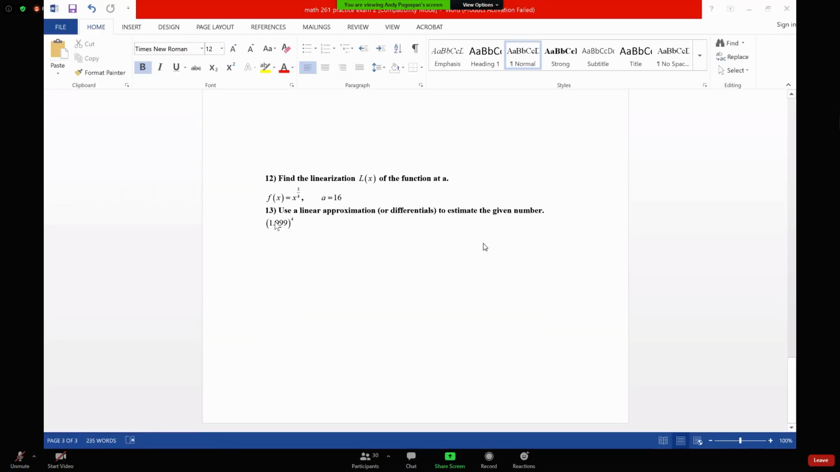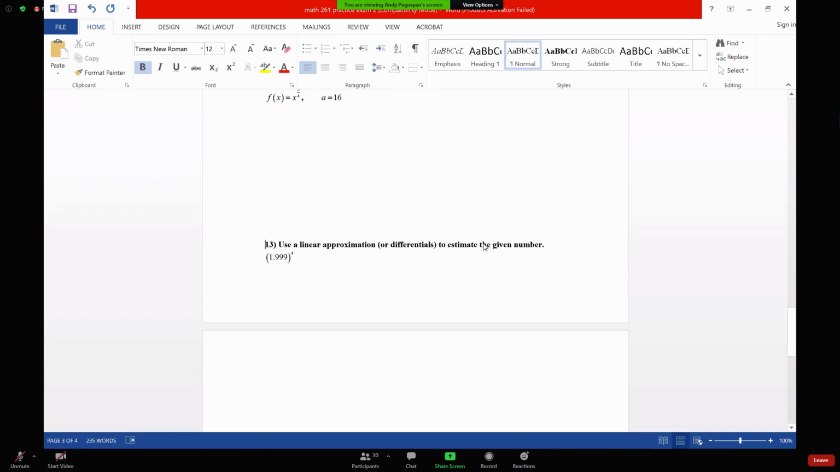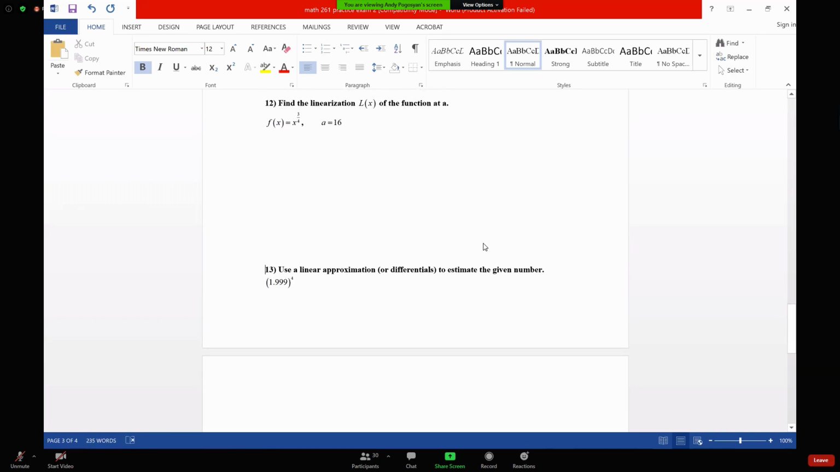Find the linearization. Linearization is basically you're finding the tangent, right? So L(x) equals f(a) plus f'(a) times (x minus a).